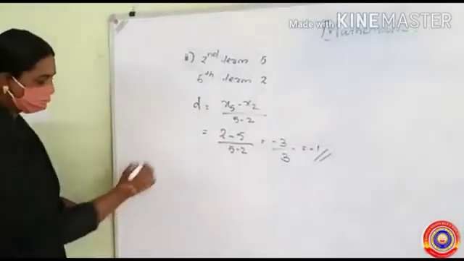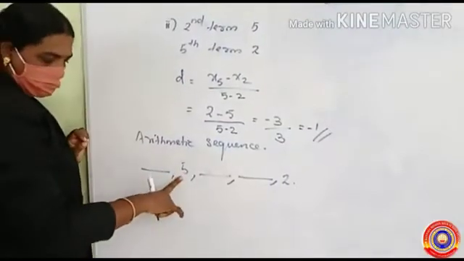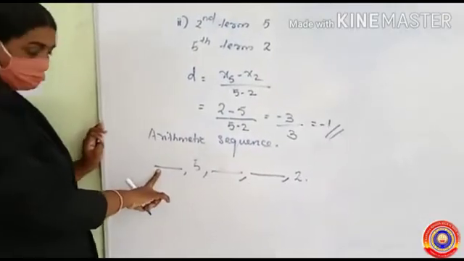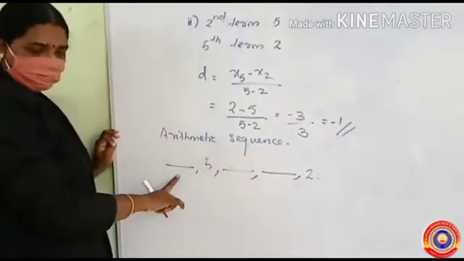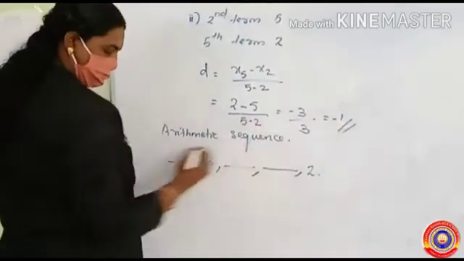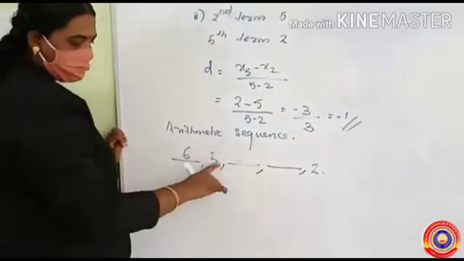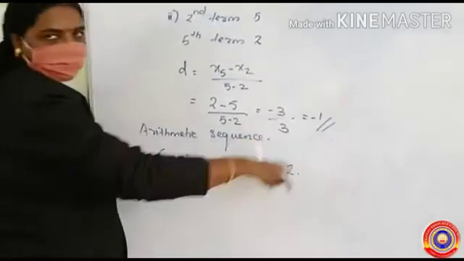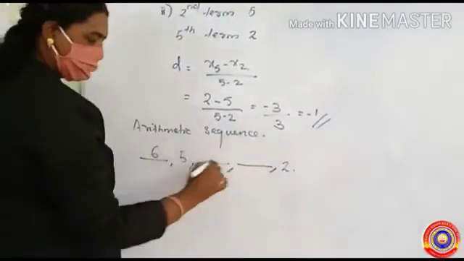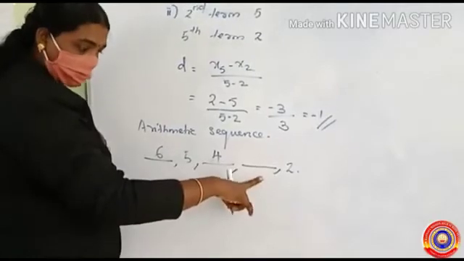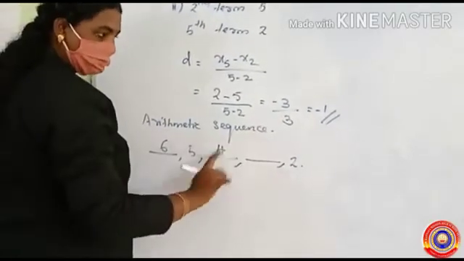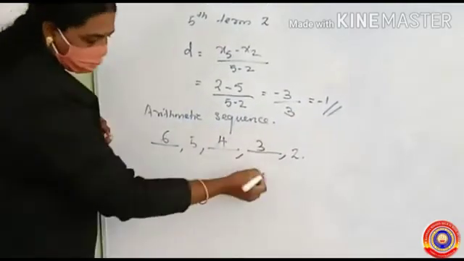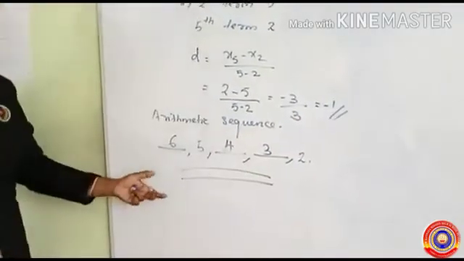Next we have to calculate the terms of the arithmetic sequence. Second term is equal to 5 and common difference is minus 1. So we got first term as 5 minus of minus 1, and it is equal to 6. Then using the second term and common difference, we have to find the third term. 5 plus minus 1, and it is equal to 4. Using the third term and common difference, we have to find the fifth term. So 4 plus minus 1, and it is equal to 3. So we got the complete sequence.